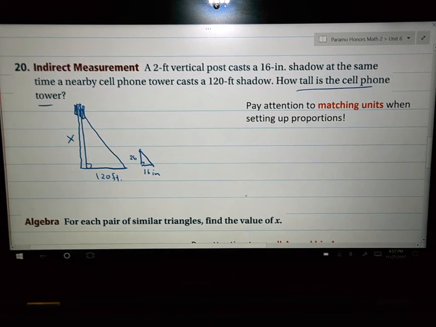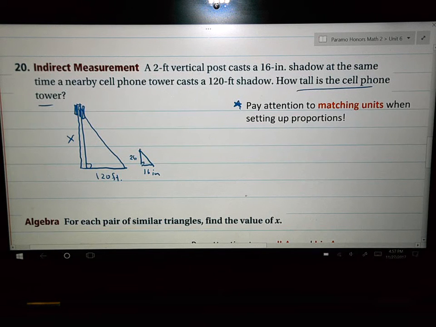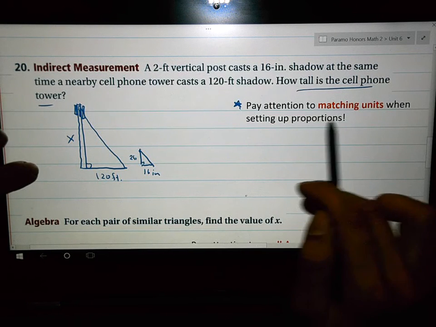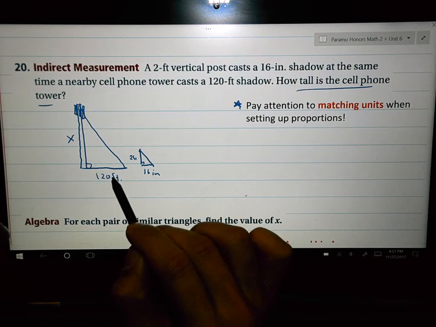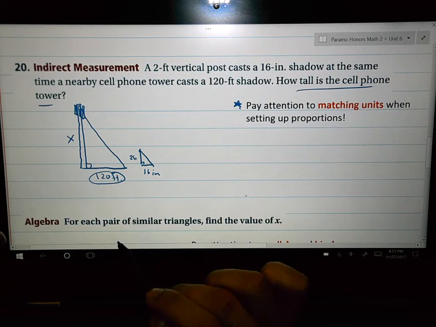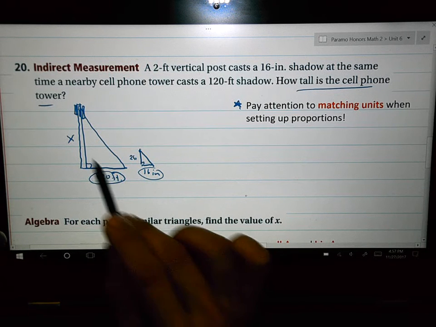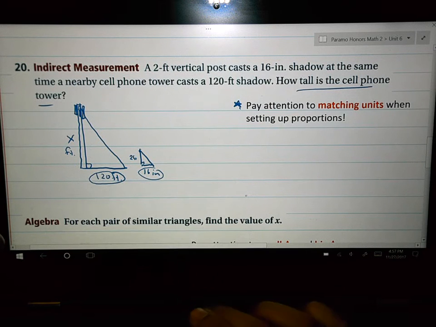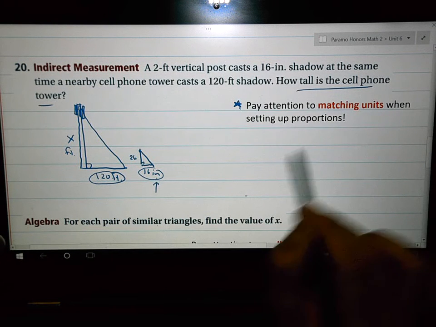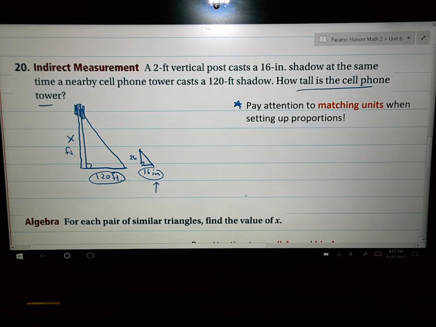So I have this little picture that I kind of drew here. And I wrote a little side note to you, so I want to make sure you see it. It says, pay attention to matching units when setting up proportions. The reason I say that is because if I'm looking at this shadow length and it's 120 feet, and this shadow length it's in inches, these don't match. Feet, inches, feet, and I'm pretty sure I'm going to measure this in feet too, over here. This is something that's not matching in the units that we started with.